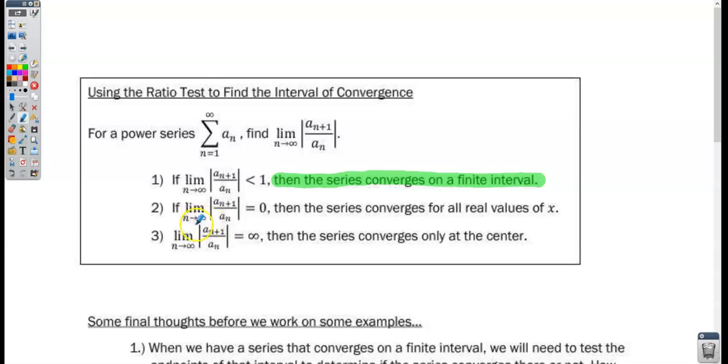If this limit is equal to 0, that tells you that the series converges for all real values of x. And if the limit is infinite, that tells you that the series converges only at the center, a single point. All right, so these three connect to our convergence theorem.